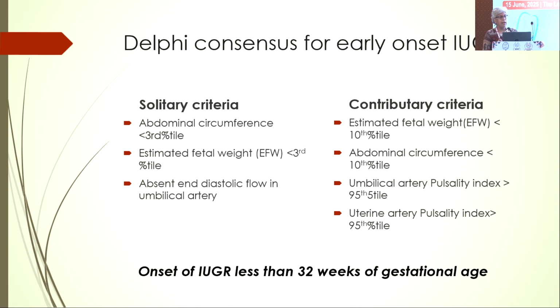And the contributory criteria are where they need support from other parameters also. These are when estimated fetal weight and abdominal circumference is less than 10th percentile, along with the Doppler changes in the umbilical or uterine artery more than 95th percentile.